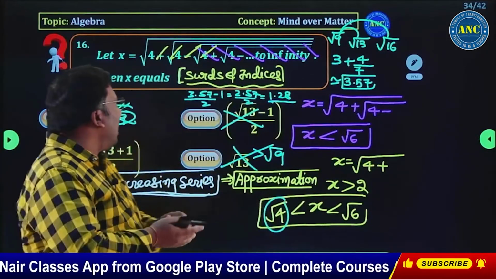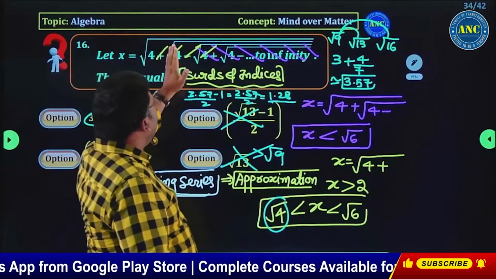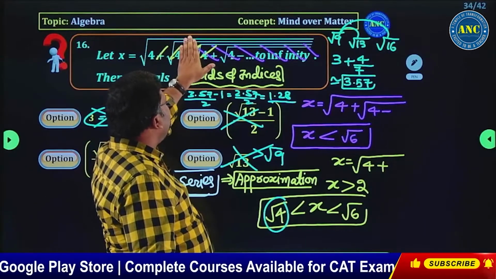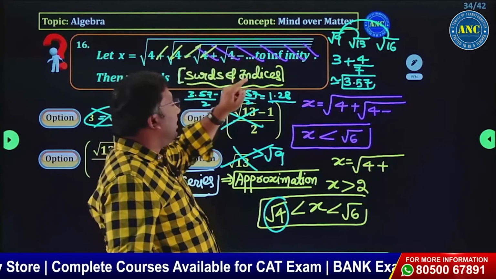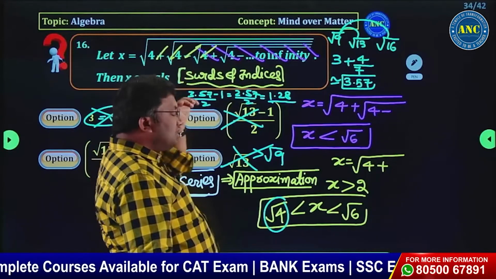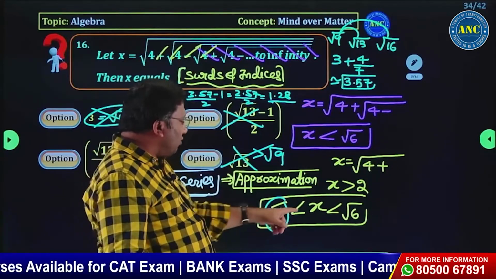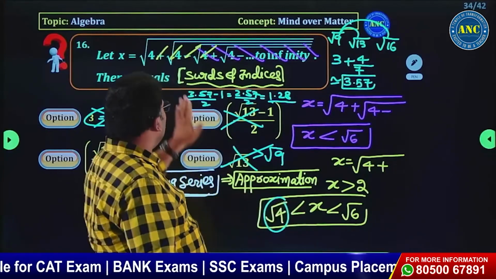Again see here, I did it in 2 steps. After 4 it is minus. Root 4 is 2, and 4 minus is less than 2. Less than 2 plus 4 is less than root 6. X is less than root 6.